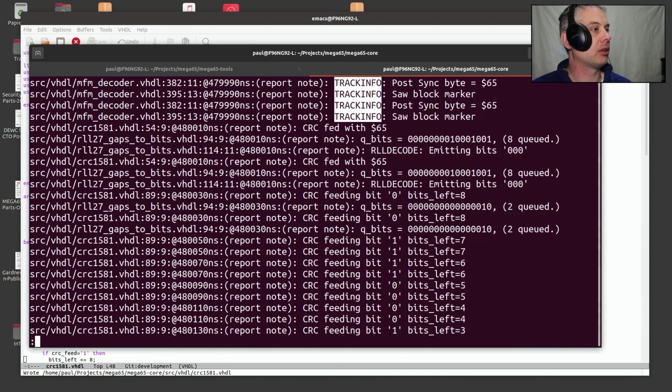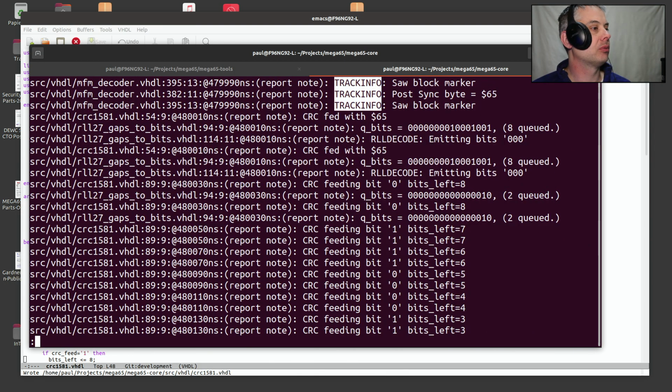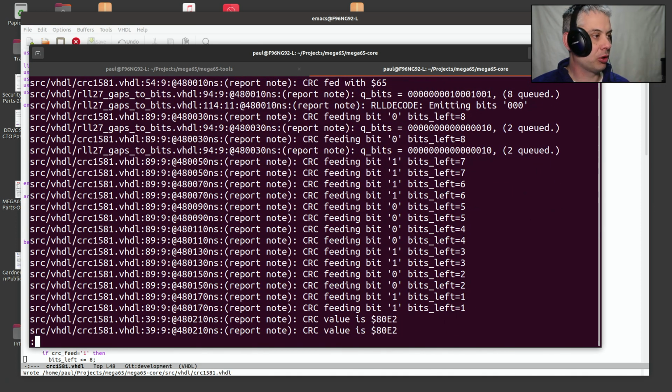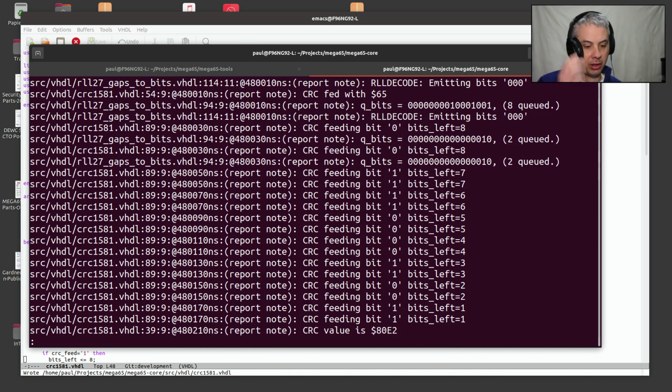This is our track info. One thing worth noting here again, my theory that the CRC may not be fast enough, is that it does take a number of cycles to calculate the CRC byte.